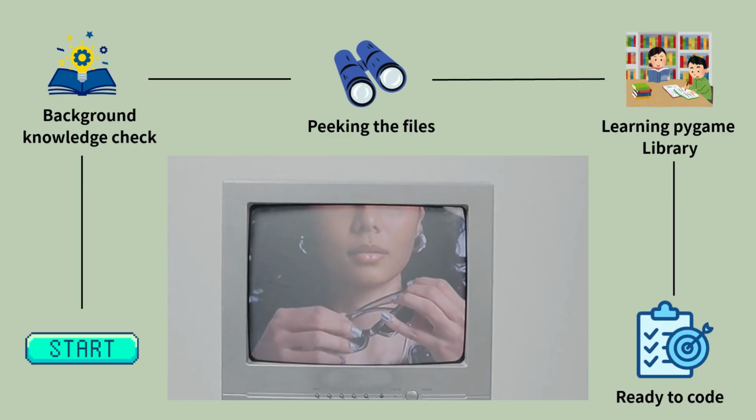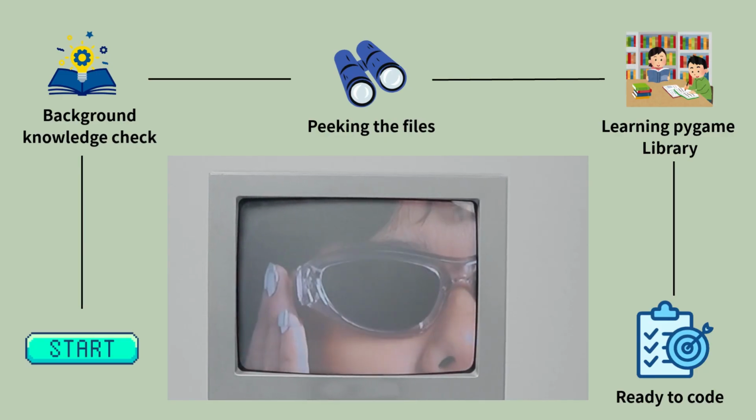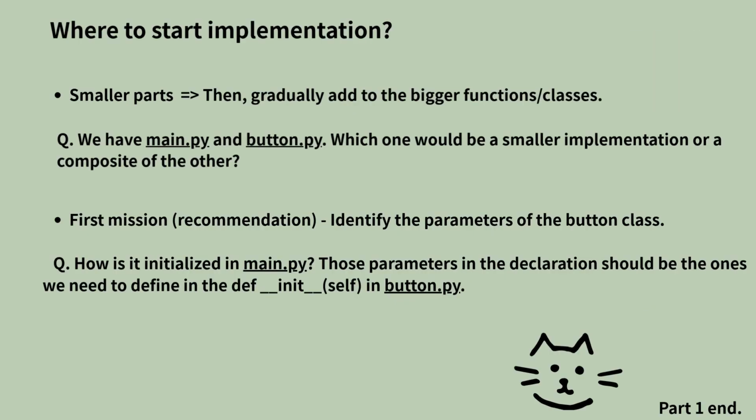Now we have finished all the steps needed to start the implementation. But where to start? I usually recommend starting with the smaller parts and then gradually adding up to the bigger functions or classes. So we have the main.py and button.py files. Which one would be the smaller implementation or a component of the other? It looks like our first mission is identifying the parameters of the button class.